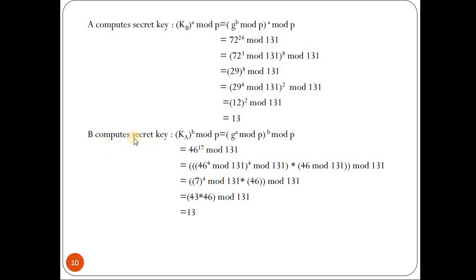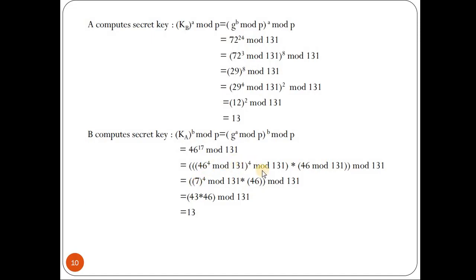Now the secret key computed by B is G to the power A mod P whole to the power B mod P. So we know that G to the power A mod P is equal to 46. 46 to the power 17 mod 131 we need to calculate. So we'll split it as 46 to the power 4 mod 131 whole to the power 4. 4 fours are 16, so 1 is left. So we'll compute it as 46 mod 131. Now 46 to the power 4 mod 131 is 7. 7 whole thing is 7.